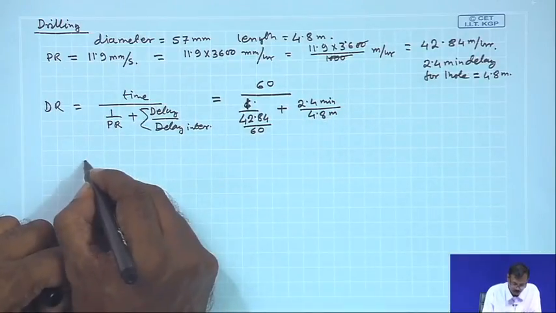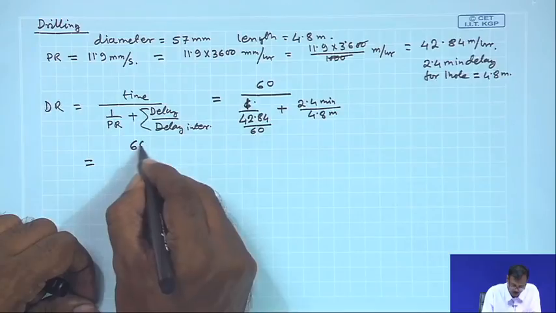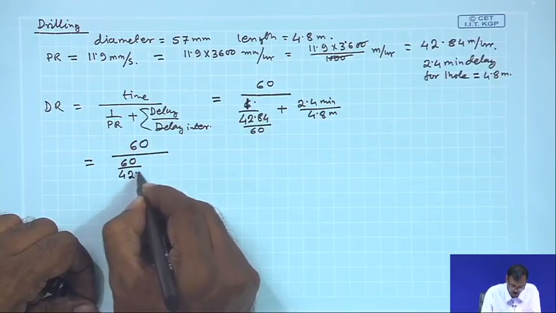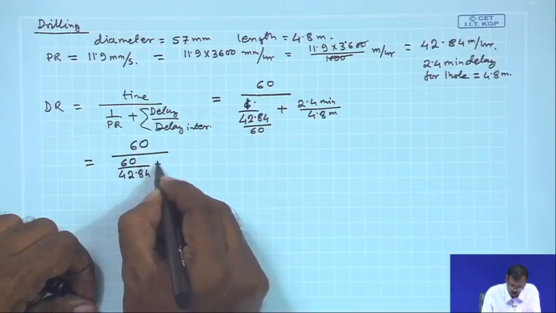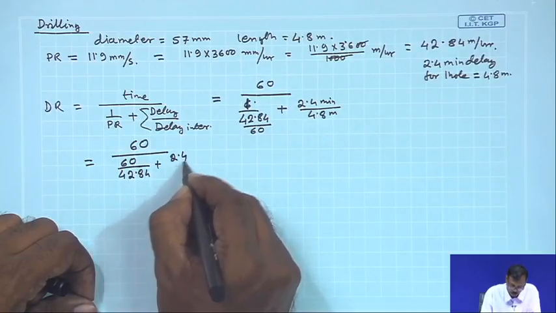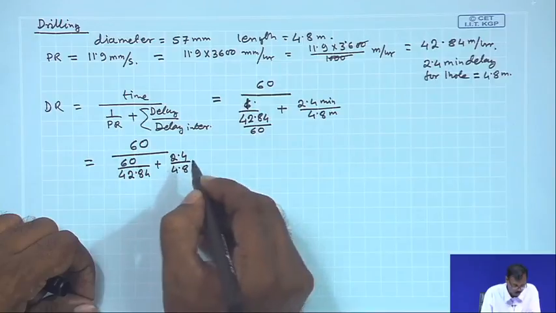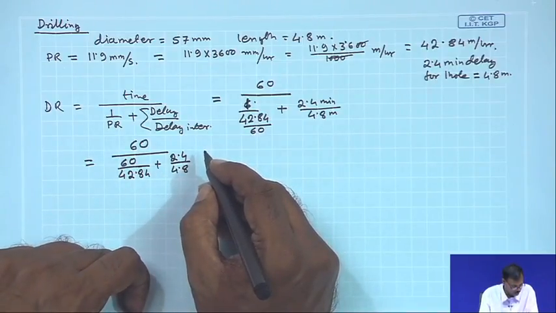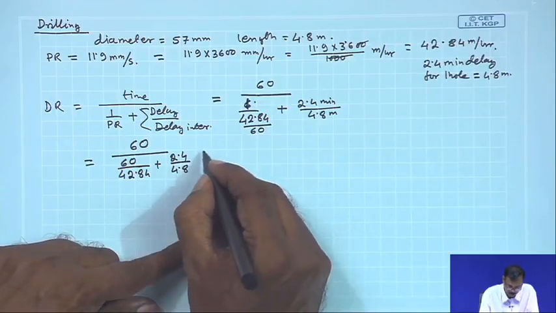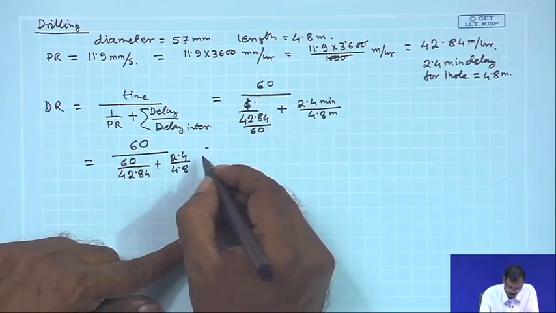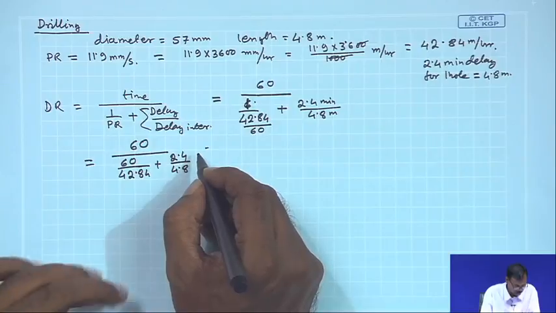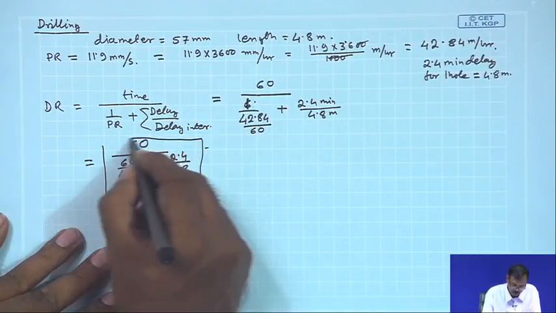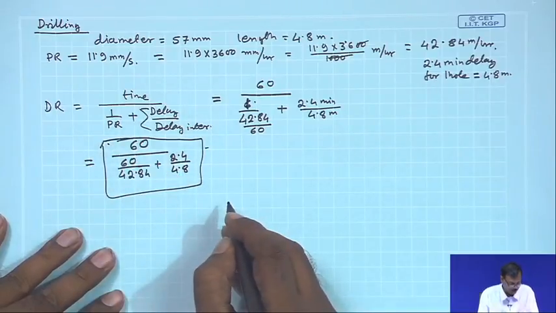So, this drilling rate equation can basically be represented by 60 by 42.84 plus 2.4 by 4.8. If you solve this one, you will get some value. Let us not consider the value at this point. Okay, so this is the drilling rate we can observe.